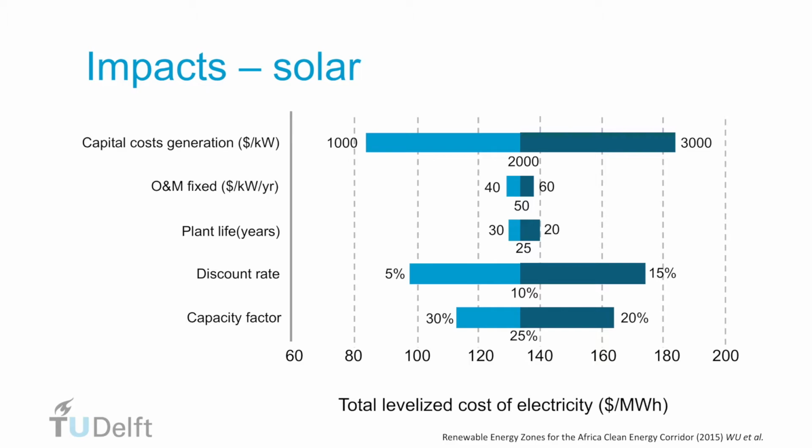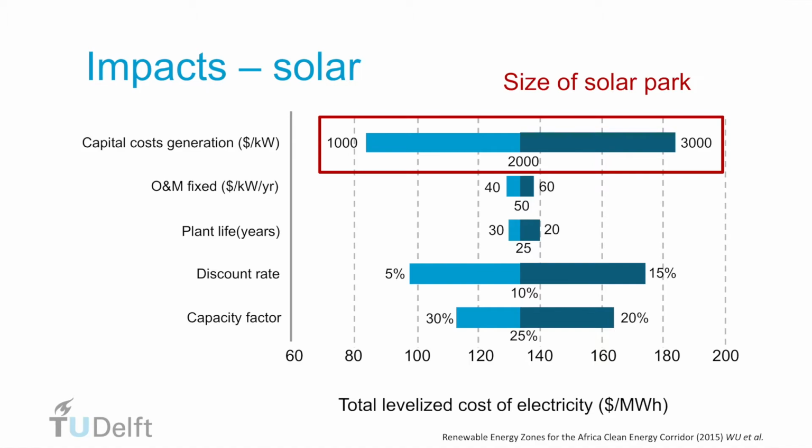This graph shows us how much the LCOE changes when different factors are altered. We can see that capital costs have the biggest effect. These costs are also related to the network connection or the price of the land. By raising the capital cost by $1,000 per kilowatt, we raise the LCOE with $60 per megawatt hour.